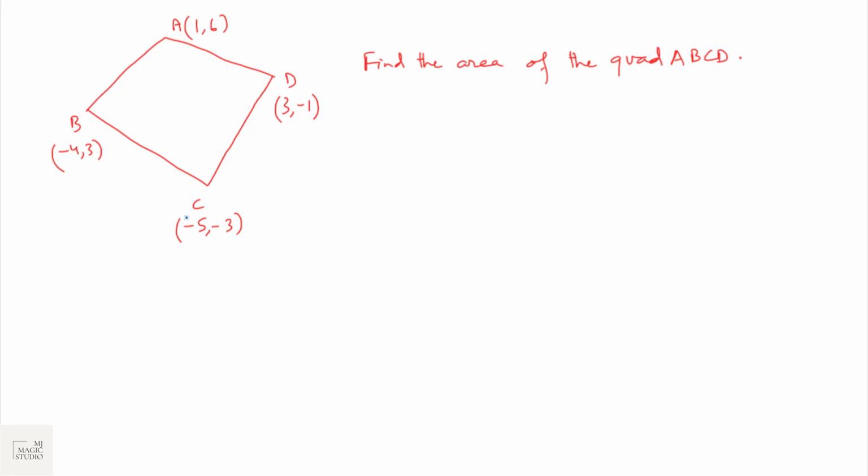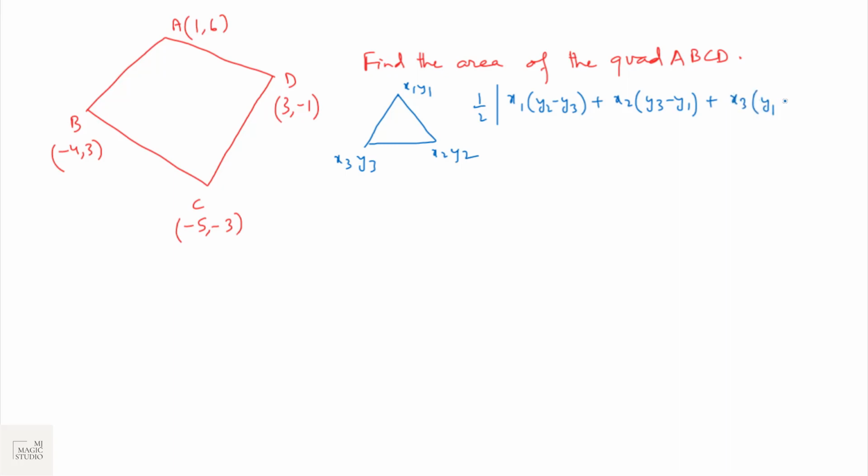How to find the area of a quadrilateral. We know if we have 3 points, a diagram like a triangle with points x1, y1, x2, y2 and x3, y3, the area of a triangle is given by half mod x1 into y2 minus y3 plus x2 into y3 minus y1 plus x3 into y1 minus y2. Mod. Why we put mod? Because area needs to be positive.